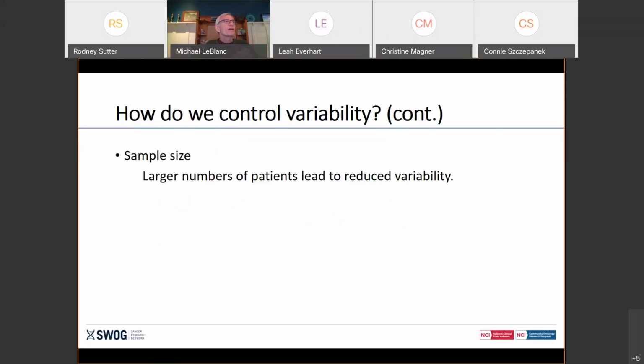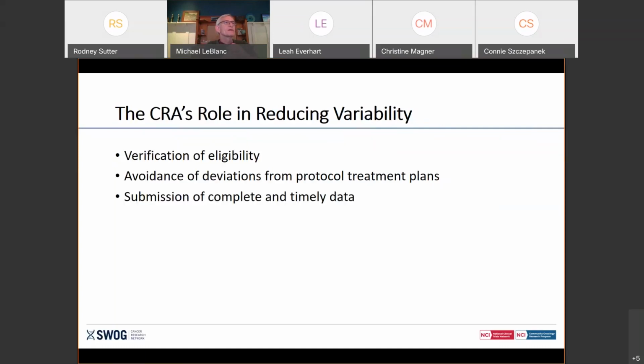What's another way as statisticians we control variability? Well, it's a larger sample size. That's one of the reasons we see the phase 3 studies are so large, because we're trying to reduce the variability by collecting more patients, having more patients registered on each arm of the study. Next slide. So your role in reducing variability is verification of eligibility, avoiding deviations from protocol treatment plans, and critical submission of complete and timely data. That controls the variability and strengthens our conclusions at the end of the study. Next slide.